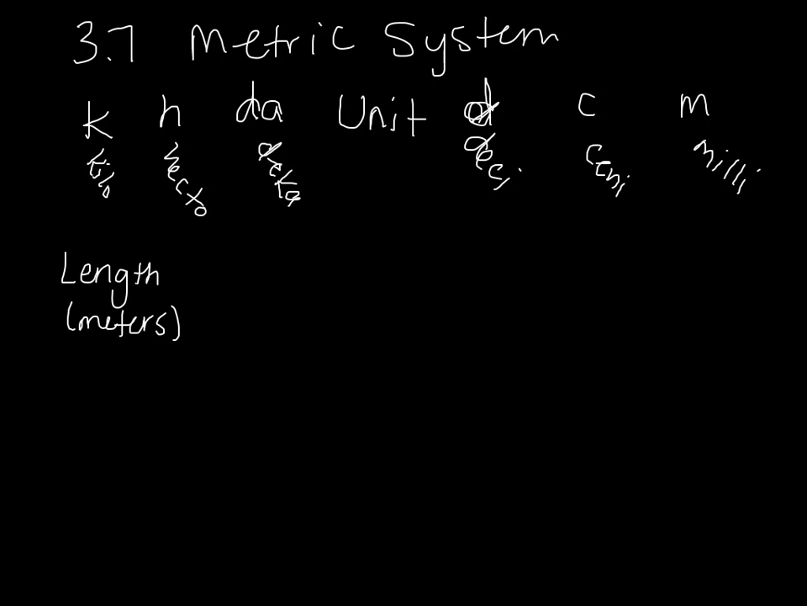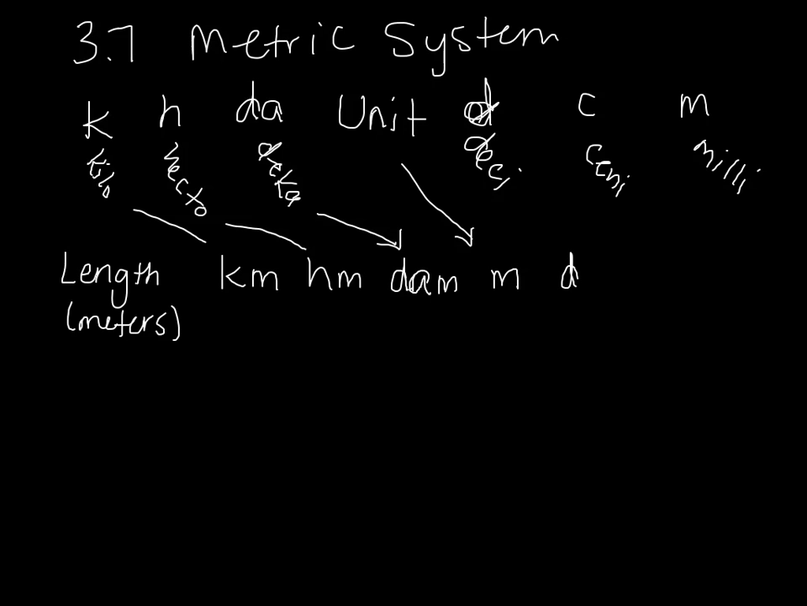So if you see km, hm, let me try to line these up here. So there's km, hm, dam, m. Then we would just have our regular unit, which is meters. Then we would have dm, cm, centimeters, we've heard that one before, and millimeters, we've heard that one before as well.